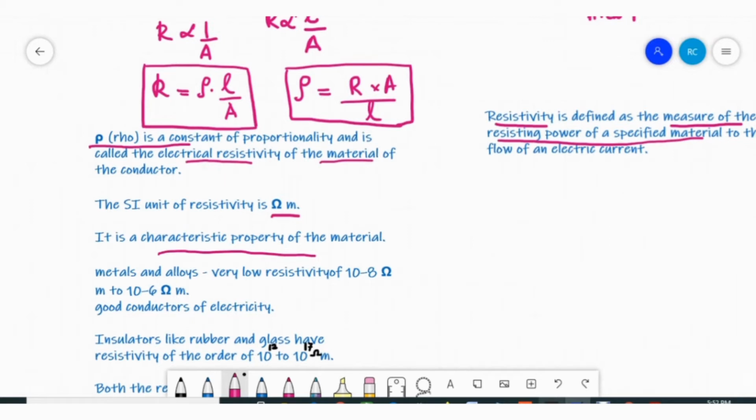Usually metals and alloys have very low resistivity. That's why they are considered good conductors of electricity. And their resistivity is of the order of 10 raised to minus 8, which means 0.00000001. So the resistivity is very, very low. So metals and alloys have very low resistivity. That's why they act as good conductors of electricity.